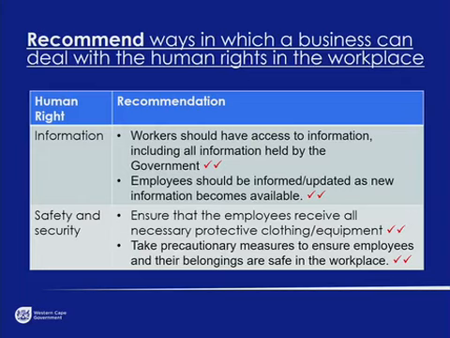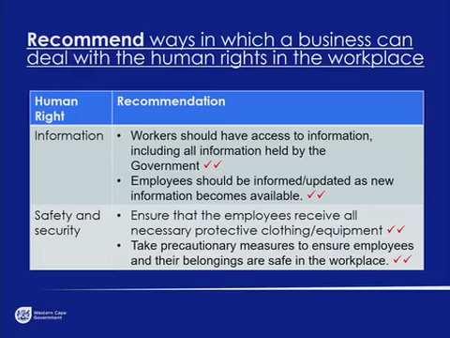And the last one, with regards to safety and security, the business must ensure that employees receive all necessary protective equipment or protective clothing. Okay, so for that particular one, you could actually say the business must make sure that there's necessary protective equipment, and then your second statement could also be the business must ensure that there is the necessary protective clothing. So you can actually use clothing and equipment as separate points in there, and that will also be 2 marks for each of those statements there. And the last one is there that the business must take precautionary measures to ensure that employees' belongings are safe in the workplace. Okay, grade 12, so those are your human rights.